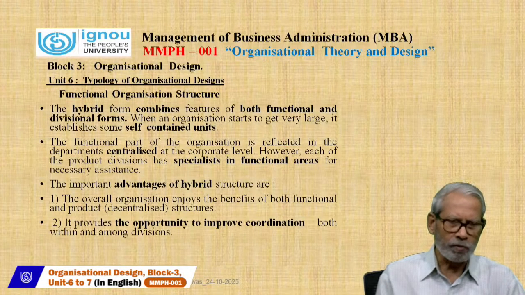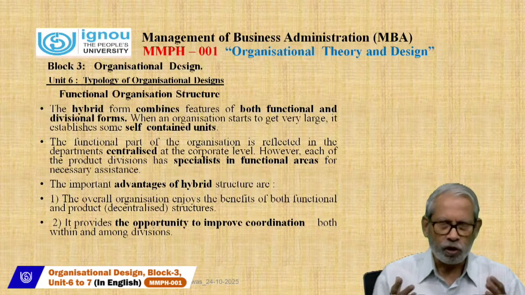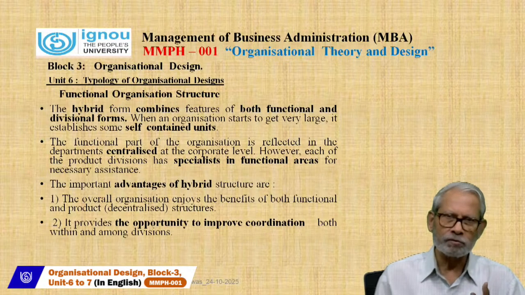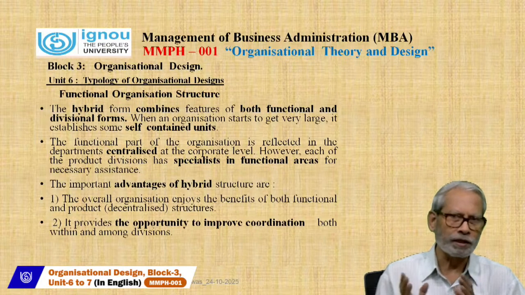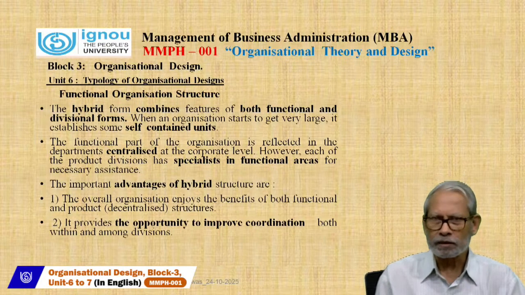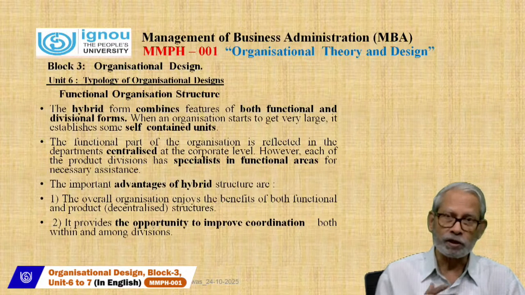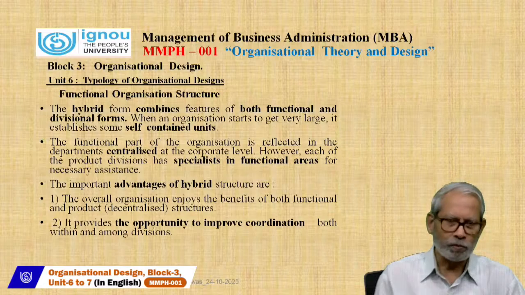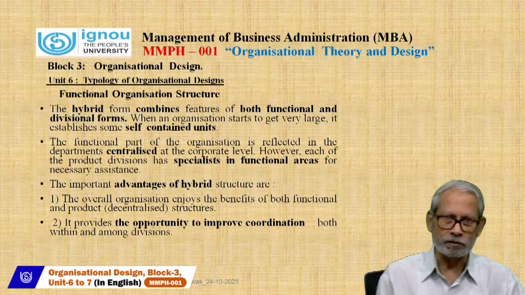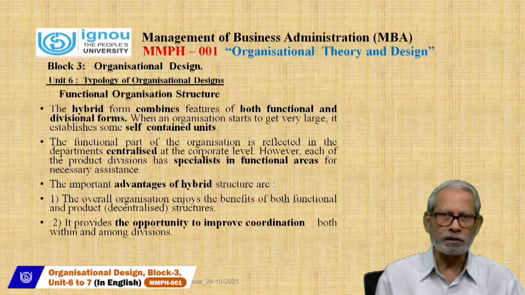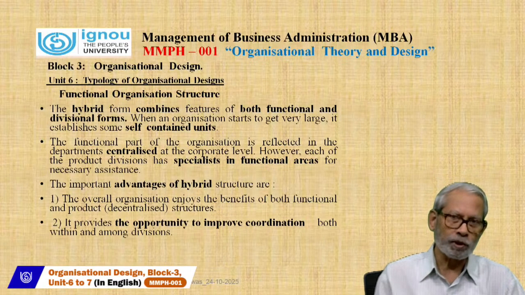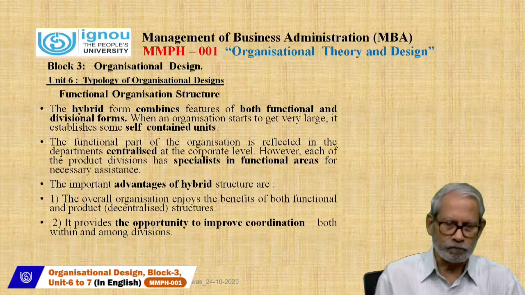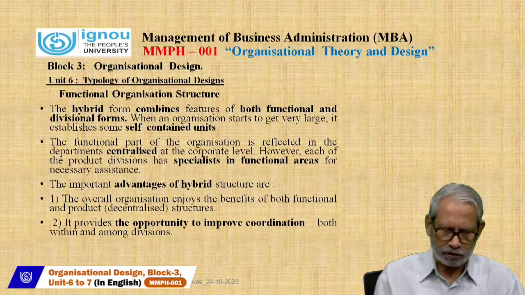So the important advantage of the hybrid structure is that the overall organization enjoys the benefits of both the functional and the product structures. Both functional areas are coordinated, and as and when required they can assist each other. That is one of the major advantages, and there is a lot of opportunity to improve coordination. In hybrid structures, coordination is important, and it will increase among the divisions.